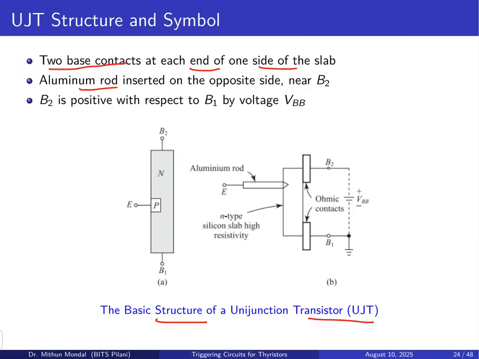And there is an aluminum rod which is inserted on the opposite side near B2. So you can see here the base B2 and B1. This is the emitter E, and you have the PN type. So the aluminum rod will be near to B2, and B2 will be positive with respect to B1 by applying the base voltage VBB.